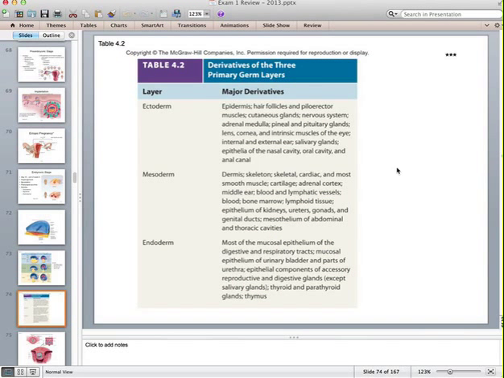And then also the major derivatives of the three germ layers. There are some key things here. Ectoderm becomes epidermis. Your mesoderm becomes not only your dermis but your skeleton and most of the muscles in your body: skeletal, cardiac, and smooth muscle. And then endoderm is going to be internal epithelium. So reading over this a few times would be good.